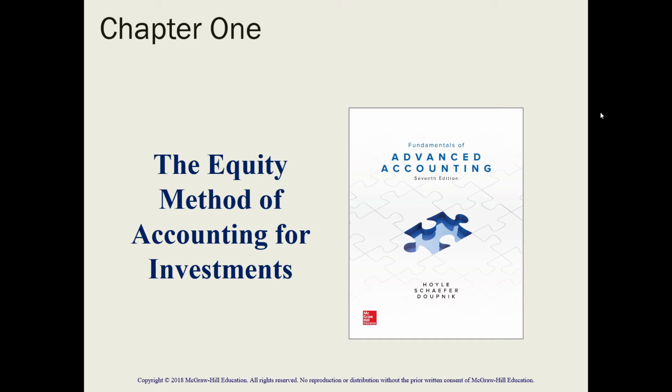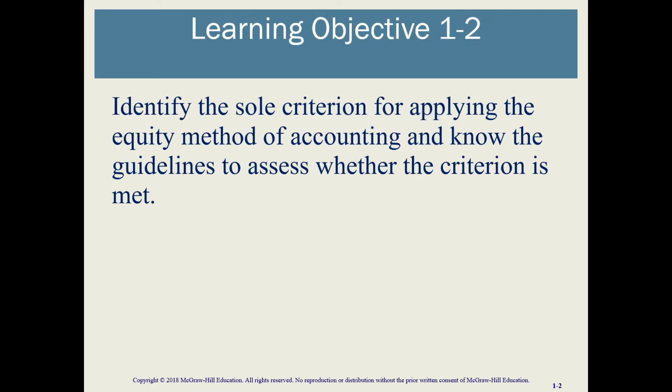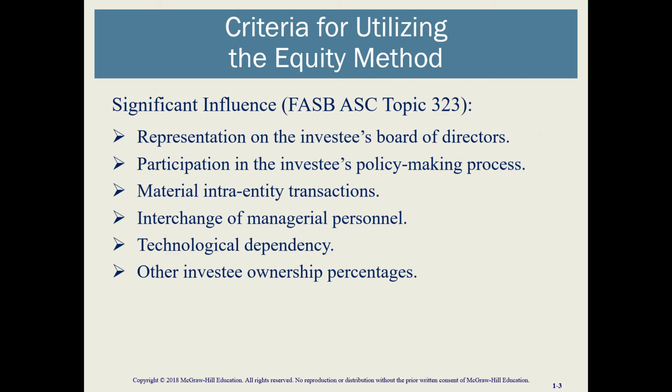So continuing on in our topic discussion on equity method, we're looking at learning objective number 2, the application of the equity method and guidelines. In our first presentation, we talked about significant influence, and significant influence is guided by FASB ASC topic 323. This is where we define what significant influence is.